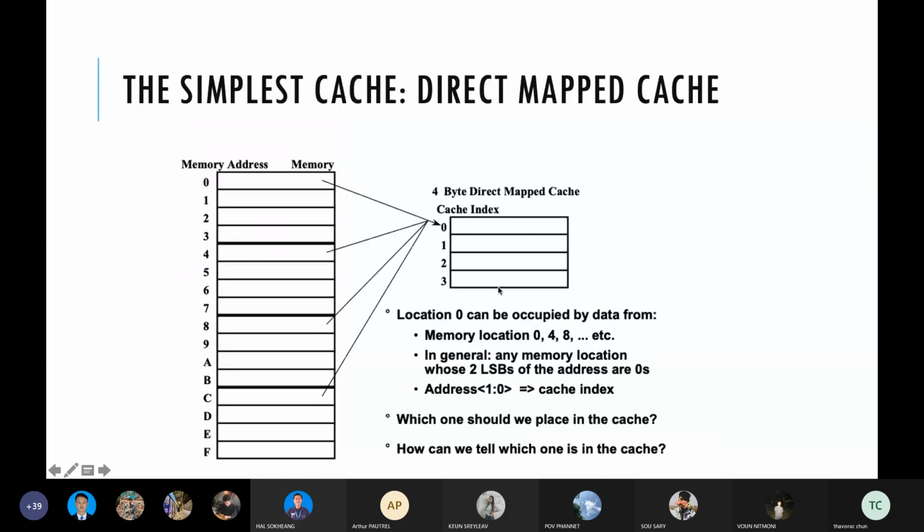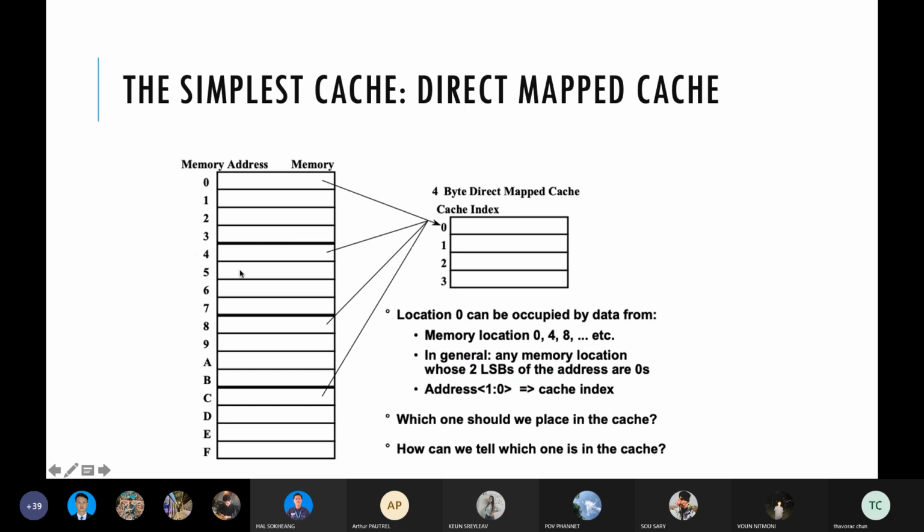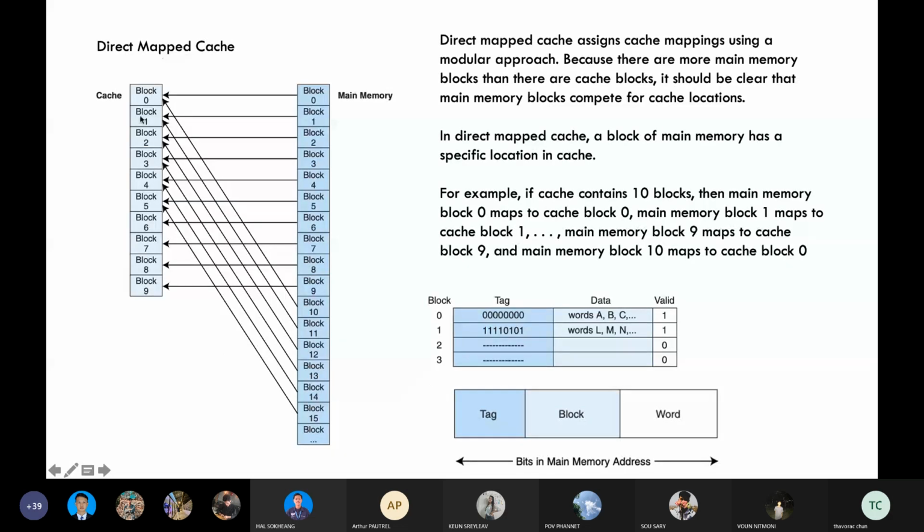For the previous example, we have only 4 blocks, and in this example, we have more than 4. Imagine here we have 10 blocks. Block 0 of main memory is mapped to block 0 of cache, and block 10 of main memory is also mapped to block 0 of cache. And why is it block 10 here and block 4 in the earlier example? That is because the cache size is different. In the previous example, the cache has only 4 blocks, but in this example, the cache has 10 blocks. Do you understand?